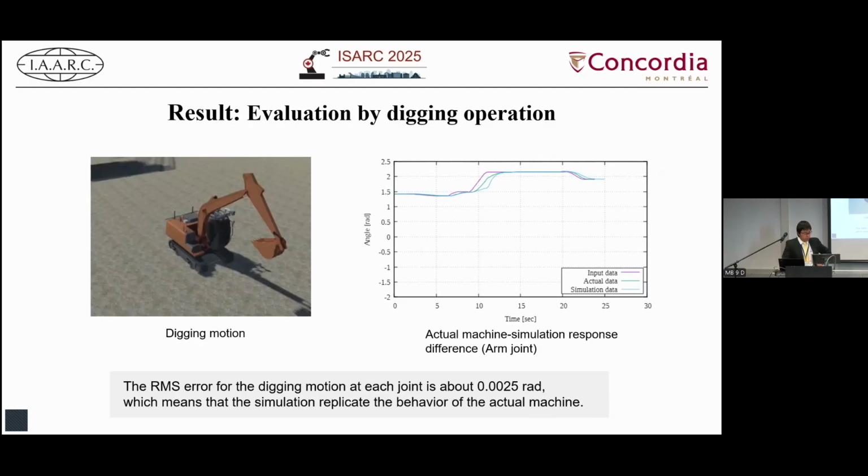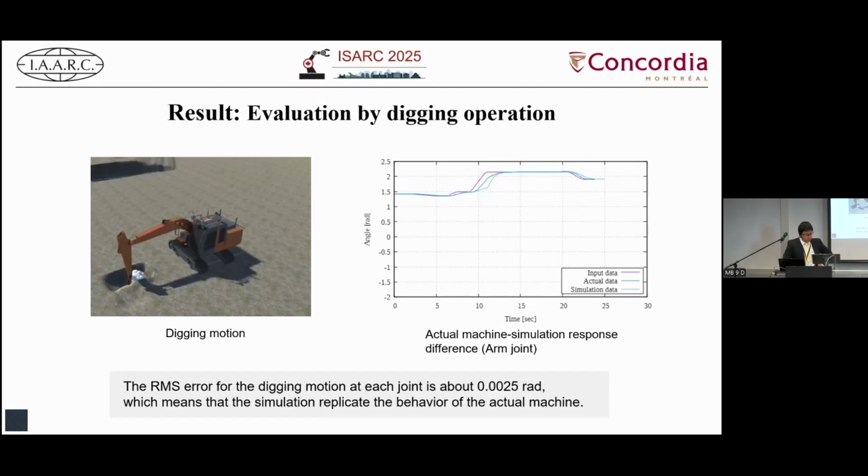Then, to evaluate the model under multi-joint loads, we executed the digging motion, approaching and digging and dumping. You can see the actual machine and simulator response differences. The horizontal axis is time and the vertical axis is the joint angle. Across the entire 24-second motion, the average root mean square error per joint was a low value, which means that the simulation replicates the behavior of the actual machine.